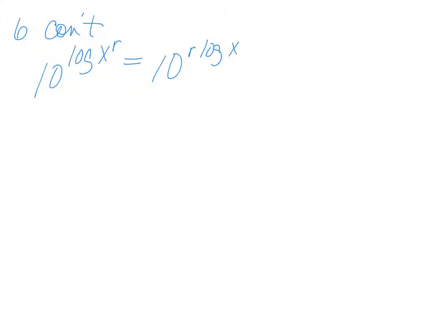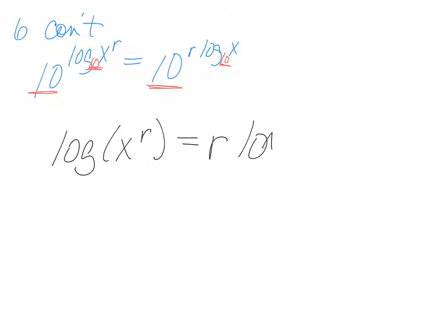So since the exponents are equal, this would be log base 10 and this would be log base 10. So I've got 10 with the power log base 10 of x to the r, and 10 with the power r times log base 10 of x. I can write log of x to the r equals r log x. So this r can get dropped in front of it, which I wrote right there. All right, let's summarize these one more time.